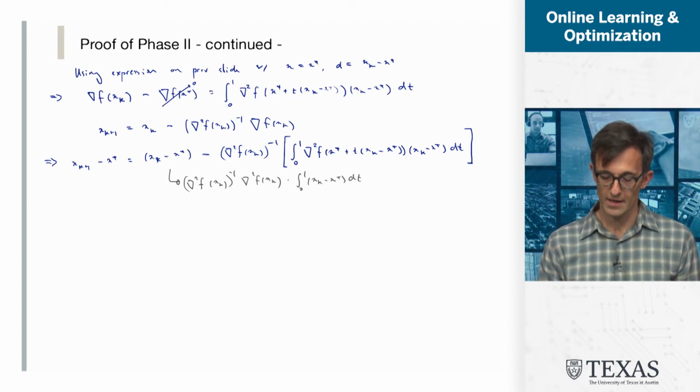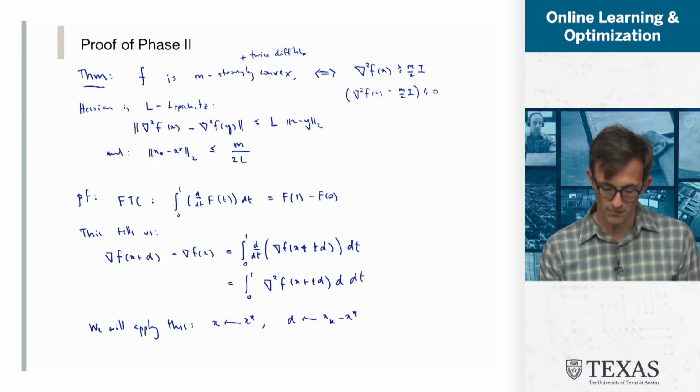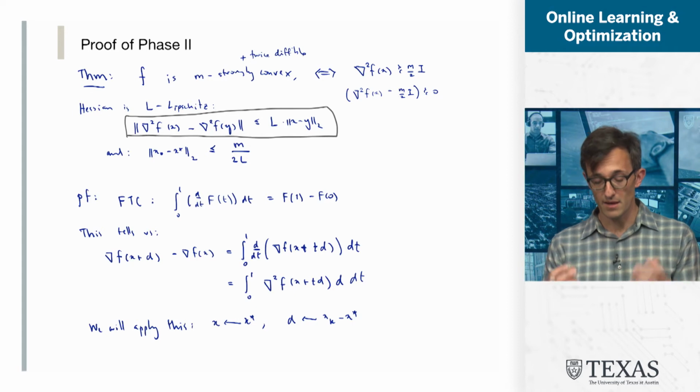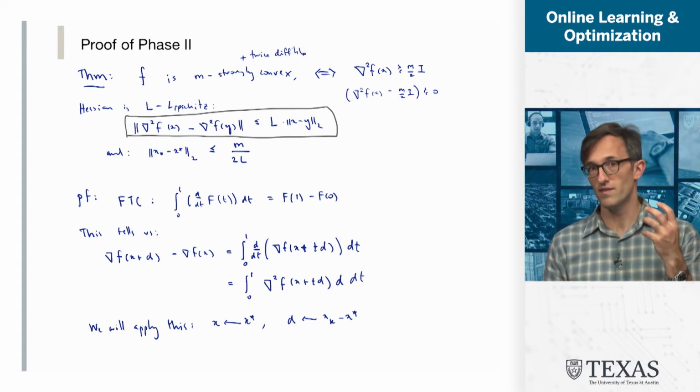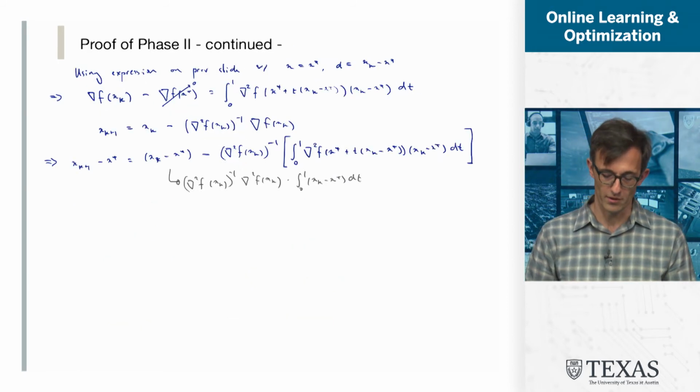Let's flip back for a second and remind ourselves what the main assumptions are. You see here, our key assumption is Lipschitzness of the Hessian. And in order to use this, I need somewhere an expression that has the Hessian evaluated at one point minus the Hessian evaluated at another point. And that's exactly what we're doing here.